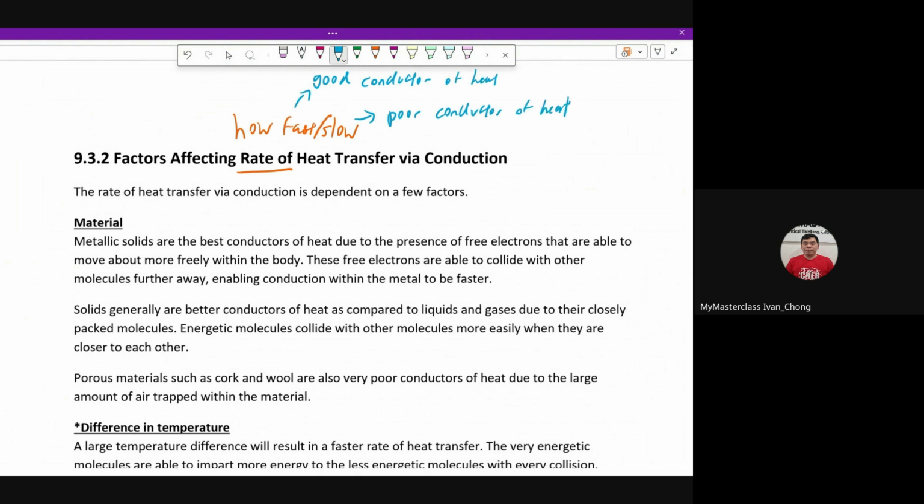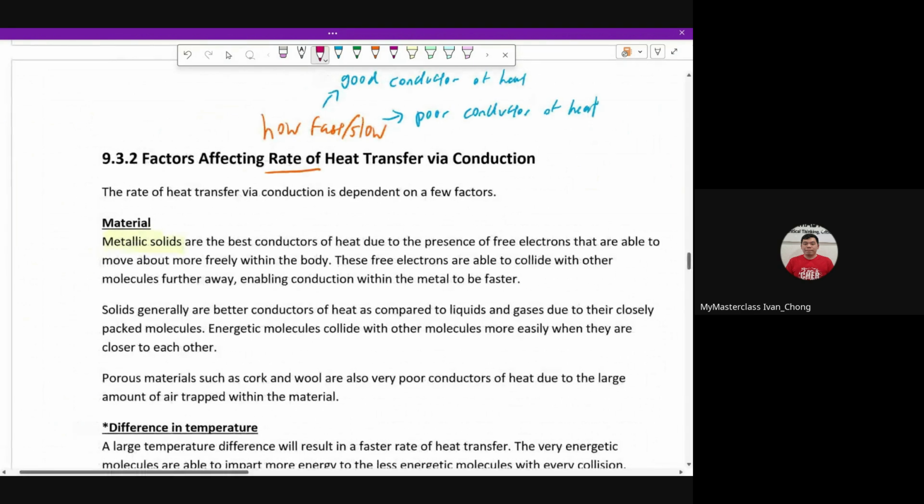Okay, so your rate depends on your material. If you're talking about metals, metals are generally one of the best conductors of heat, and it is because they have free mobile electrons.